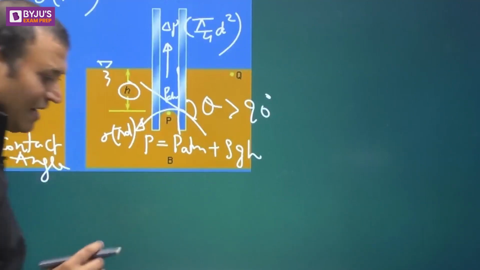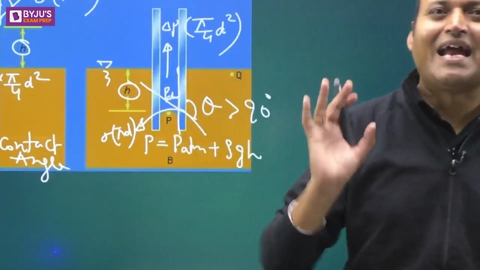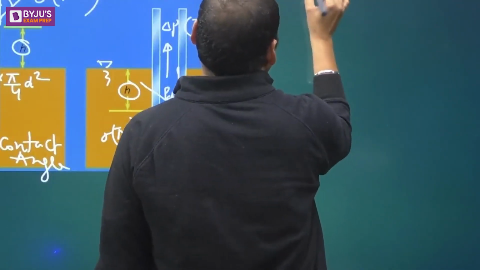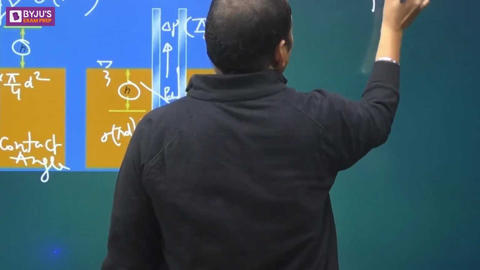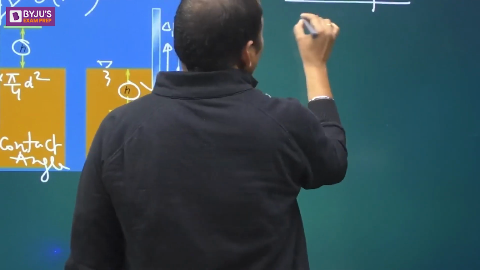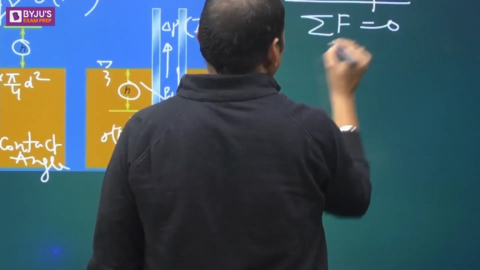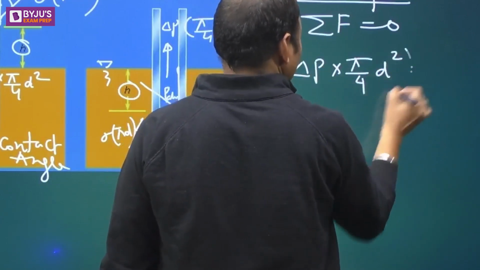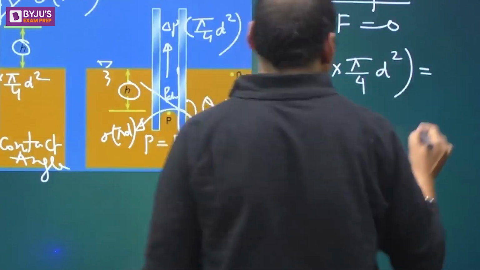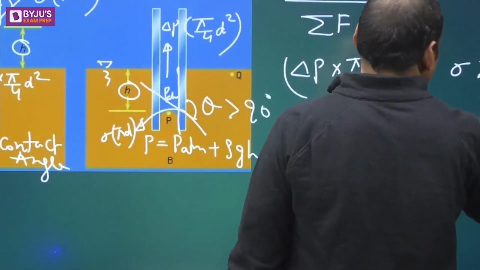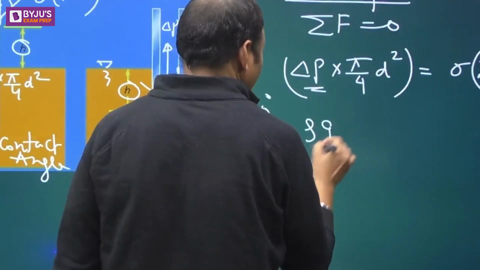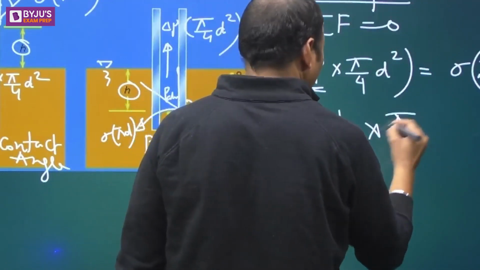So the fluid will rise up to the point where the net force on the fluid becomes 0. So if we talk about equilibrium condition, net force must be equal to 0. So delta P into pi by 4 d square is equal to sigma into pi d into cos theta. Do you agree? And what is delta P? That is rho GH into pi by 4 d square.